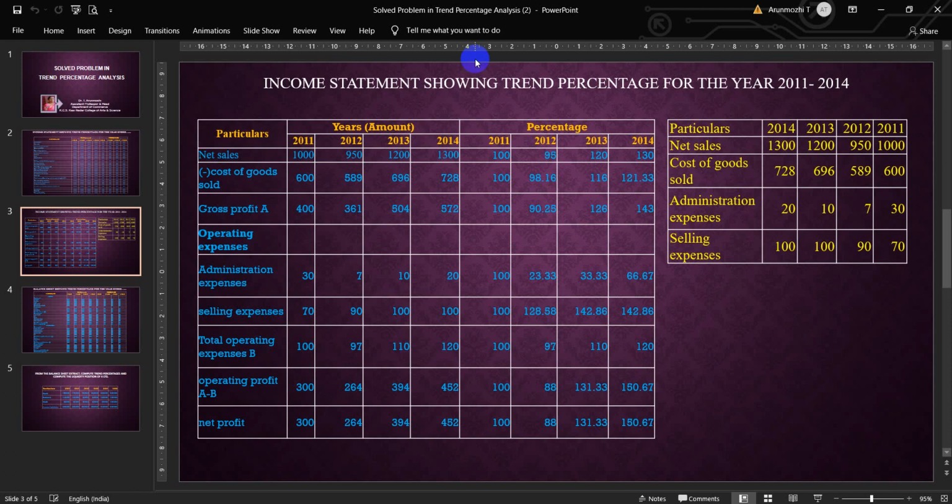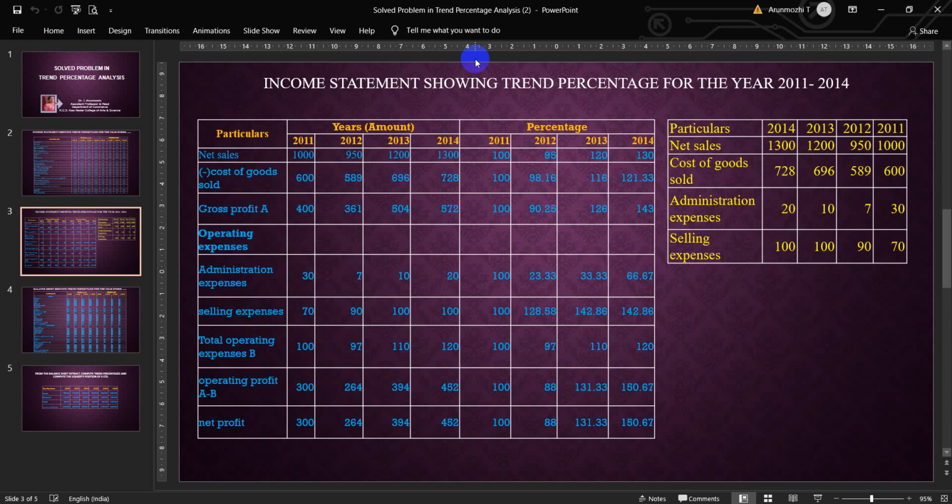Next we move on to cost of goods sold. For all the 4 years: 600, 589, 696 and 728. For the first, 600, the base year is 100. So for the next amount, that is 589, 589 into 100 divided by 600, you get 98.16. Hope you understood. I am teaching you once again.